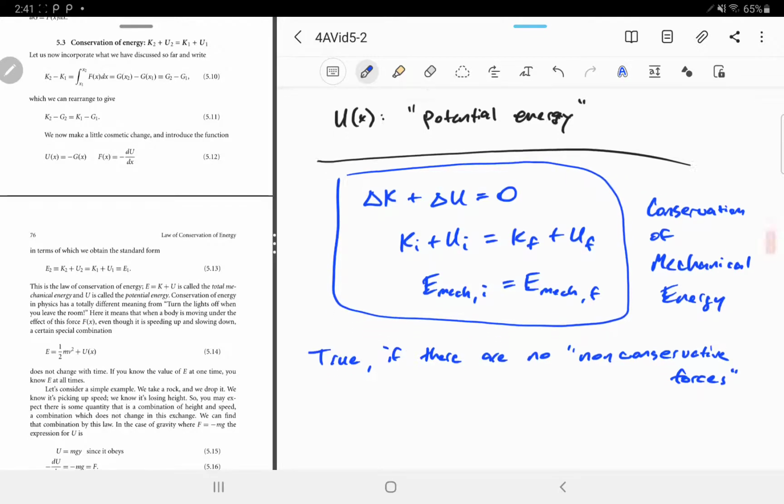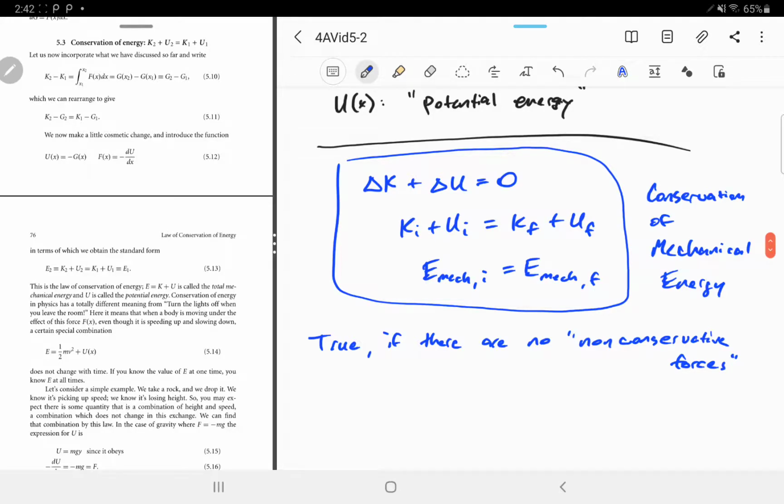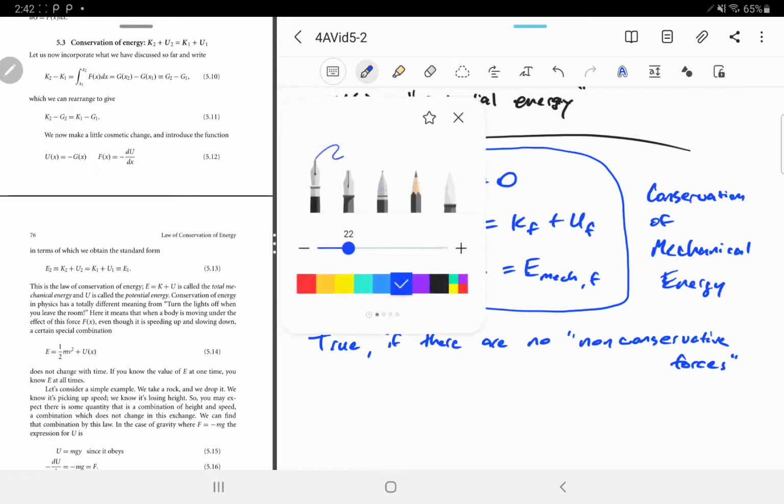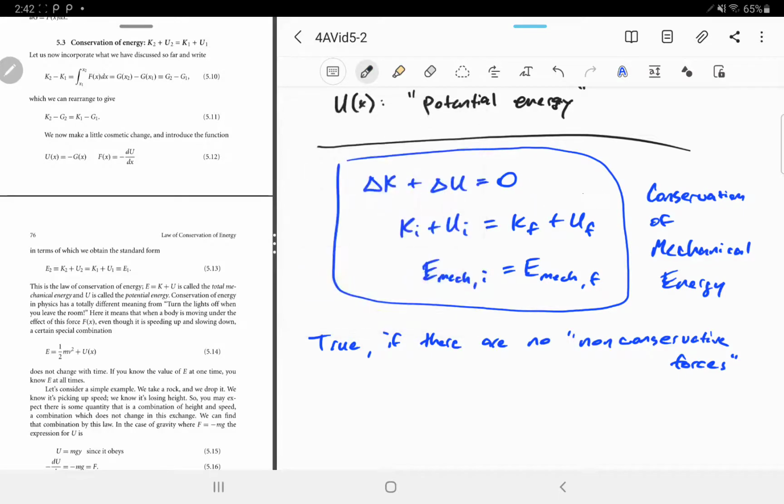Okay, so what this is saying is that there's some total amount of energy. Remember, energy is just a number. It's some scalar quantity. It has units or dimensions, but it doesn't have a direction. And this energy can change forms from kinetic to potential. So maybe you reduce your potential energy and you increase your kinetic energy as a result.